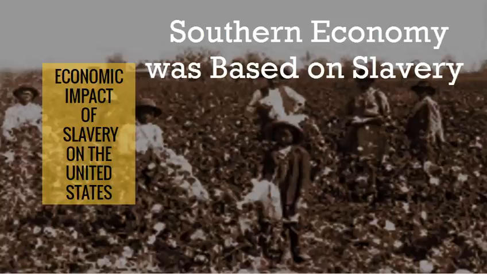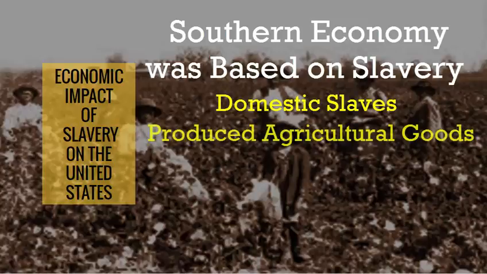Slaves worked in a variety of roles in the South. Some slaves worked in homes as domestic slaves that did housework. Others worked on farms and produced agricultural goods like cotton, tobacco, rice, sugar, and indigo. Entire industries in the South grew around the production of these agricultural goods.